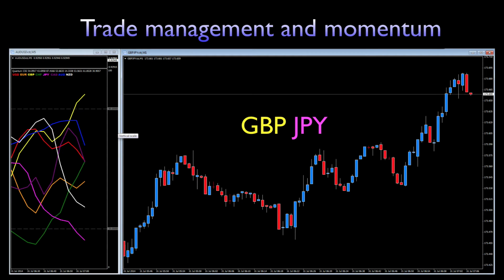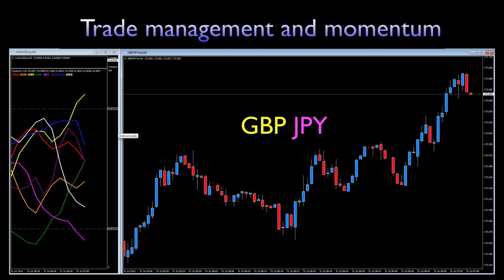So what we're looking at here is the pound, which is the yellow line, which has been climbing on the currency strength indicator and is now moving deeply into overbought. And equally, the Japanese yen, the pinky lilac line, has been diving sharply towards the oversold region.